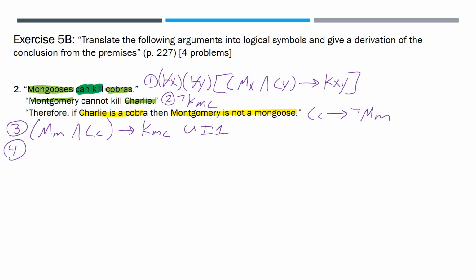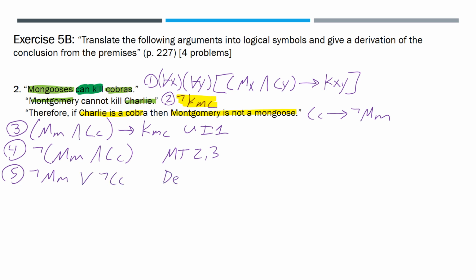Notice that line 2 we have not Kmc, that denies the consequent on line 3. Hence for 4, we'll get not parentheses Mm and Cc, close parentheses, by modus tollens, lines 2 and 3. Let's work on line 4. We can get not Mm or not Cc by De Morgan, line 4.